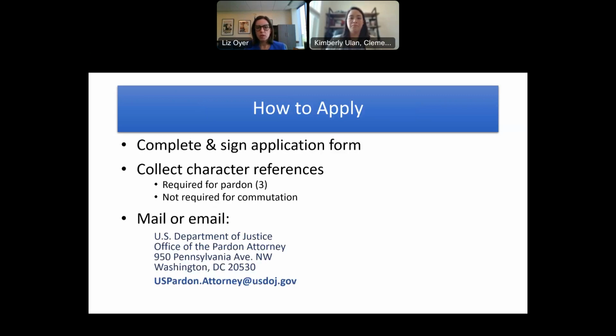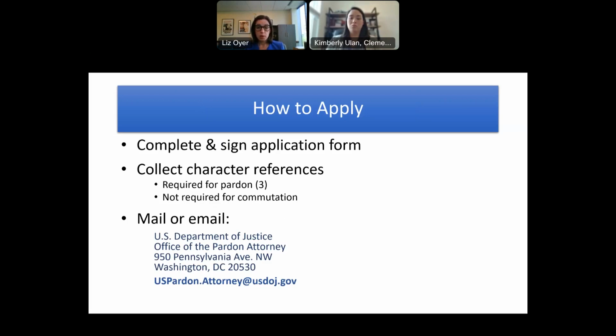There's a lot of questions on there that may require you to dig back into your history. We ask for things like prior addresses, prior employment, dating back 10 years. All of this is a required part of the pardon background investigation process. So we do ask for a lot of personal information, and it may take you some time to complete the application.